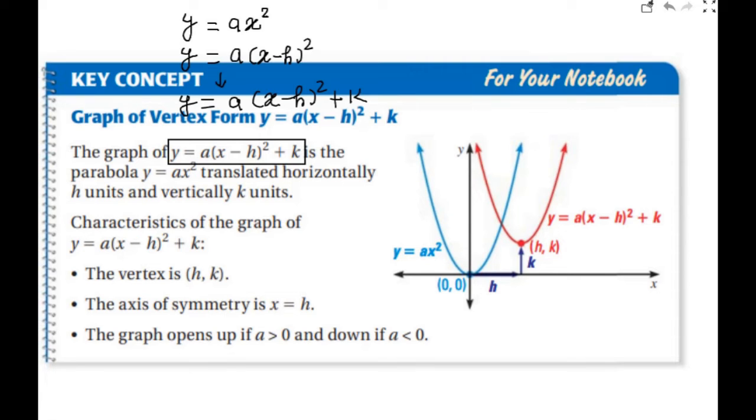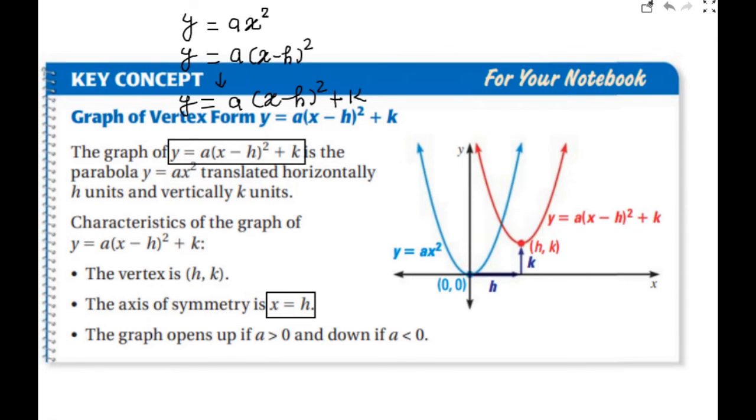Also, we can get the axis of symmetry using the equation x equals h. And the leading coefficient rule is similar to the standard form. If the leading coefficient is positive, the graph opens upwards, but if it's negative, the graph opens in the downward direction.